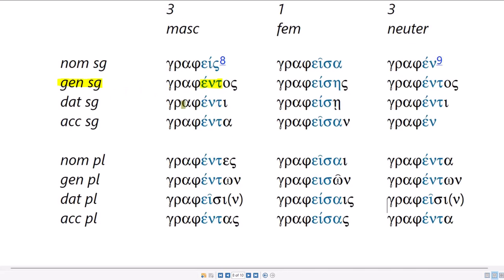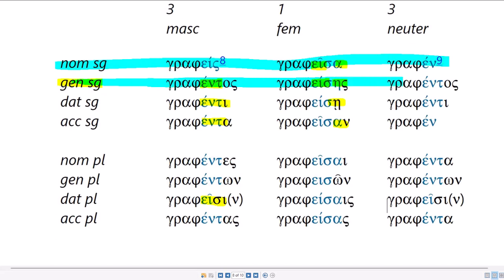The ent, you see that ent showing up everywhere except again for the dative plural, where that sigma in the ending interacts with the tau in the tense formative and creates some issues. But here we just see the epsilon lengthening to an epsilon iota and the tau and the nu dropping out. For the feminines, the nu tau becomes isa, iota sigma alpha. The forms to master are the nominative singulars and the genitive singulars.